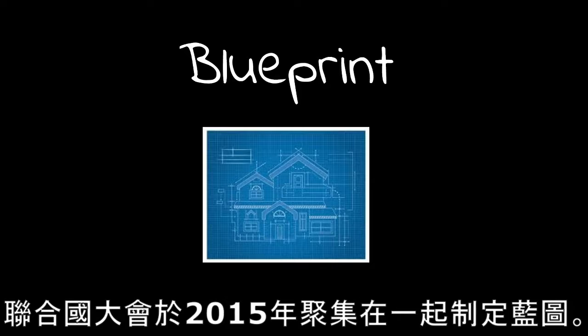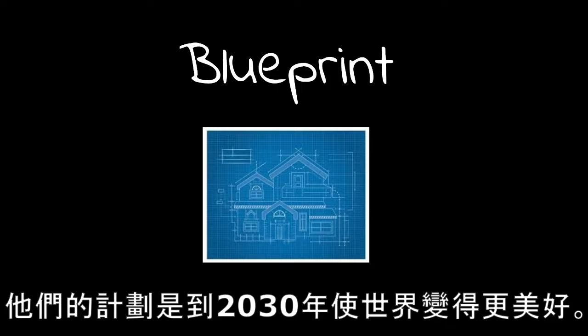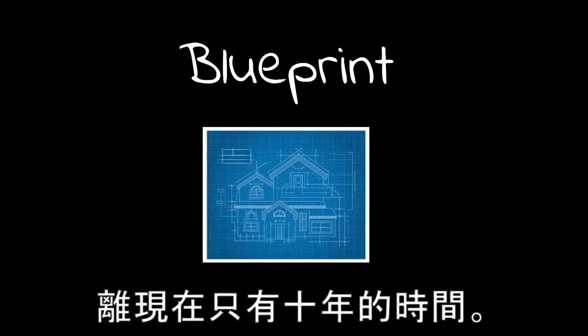The United Nations General Assembly came together in 2015 to create a blueprint. Their plan was to make the world a better place by 2030. That's just a decade away from now.